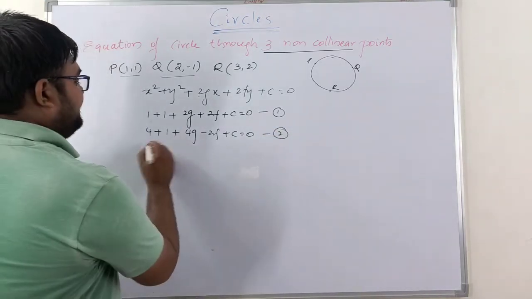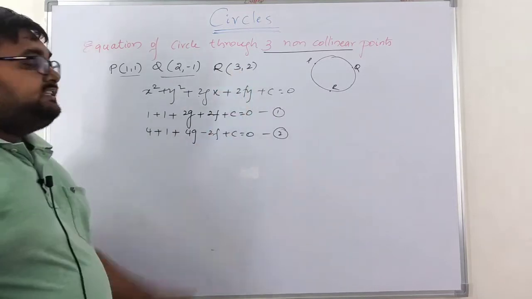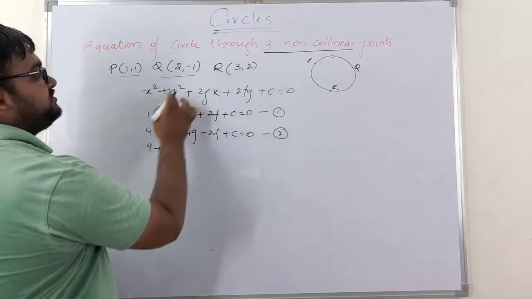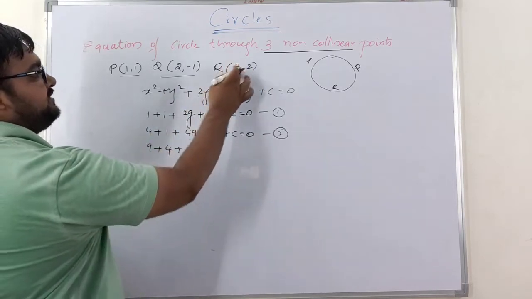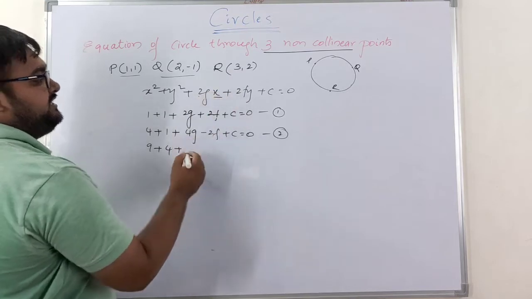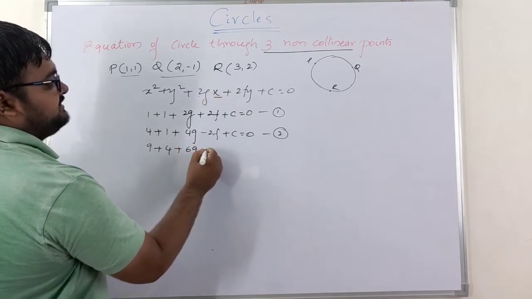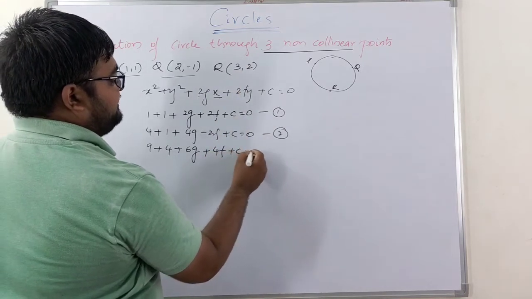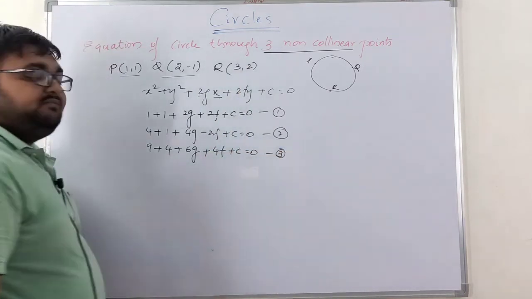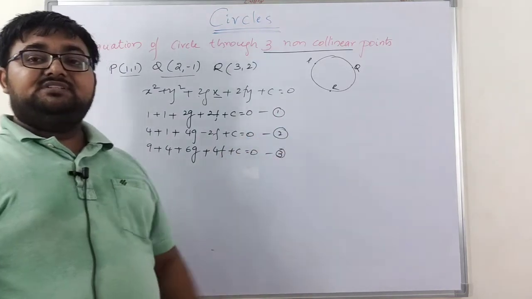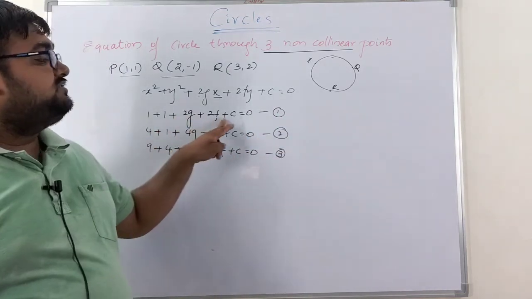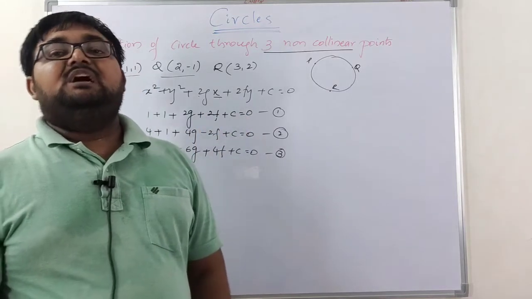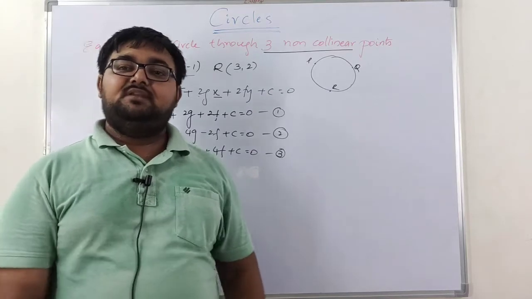The same way, if I substitute this point in this equation, what am I going to get? 3 square is 9 plus 2 square is 4, plus 2g into 3, which is 6g, plus 2 into 2f, which is 4f, plus c is equal to 0. Now how many equations did I get? I got 3 equations, and in those 3 equations I have 3 unknown variables. 3 unknown variables can be obtained easily by using 3 equations.